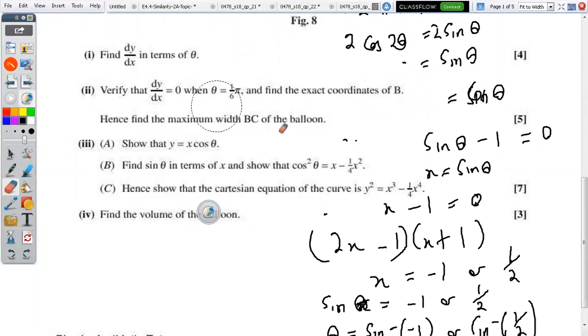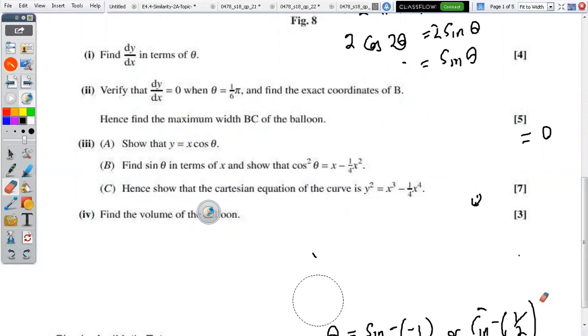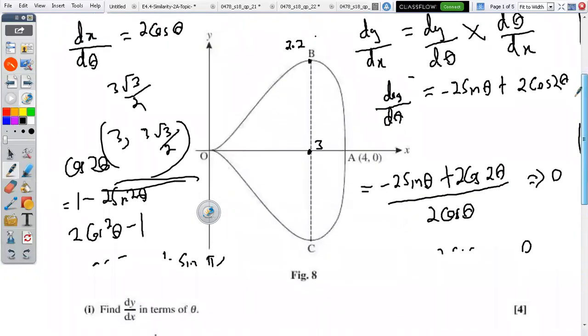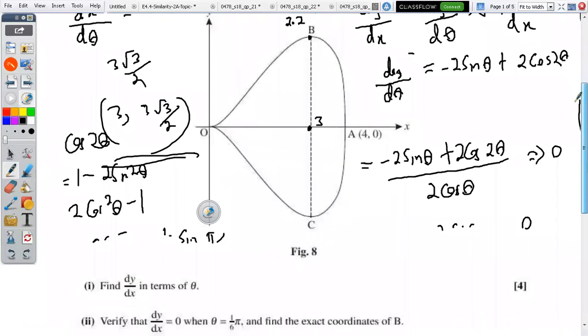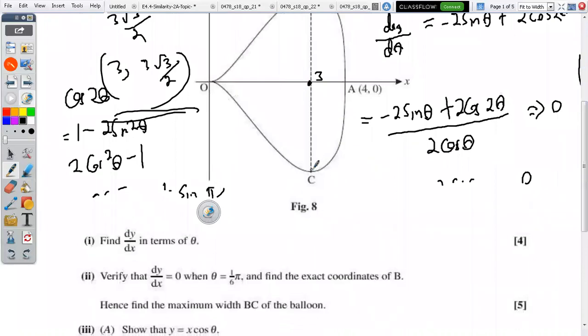Okay, we have done that. Hence, find the maximum width. Oh, we didn't see that. Hence, find the maximum width of what? Of the balloon. Did they say of the volume? Of the width of BC. That's the last part. Width of BC. Oh, all the way to C. So it simply means you are finding distance. Yes.